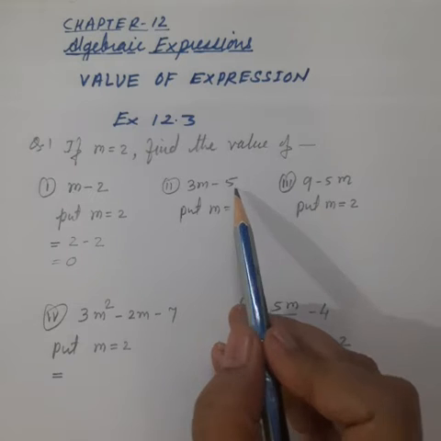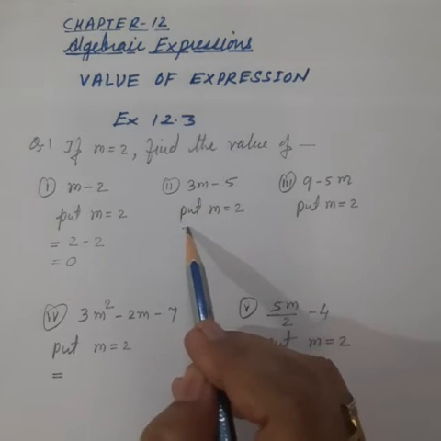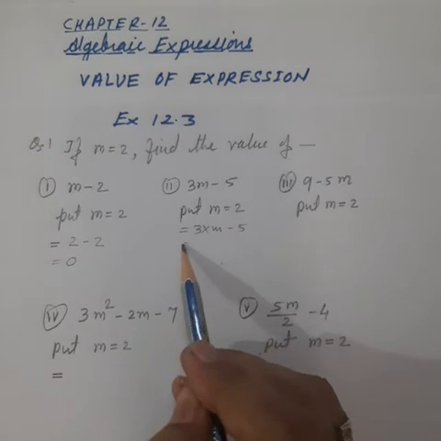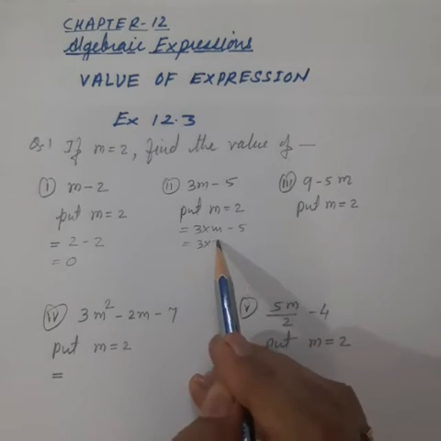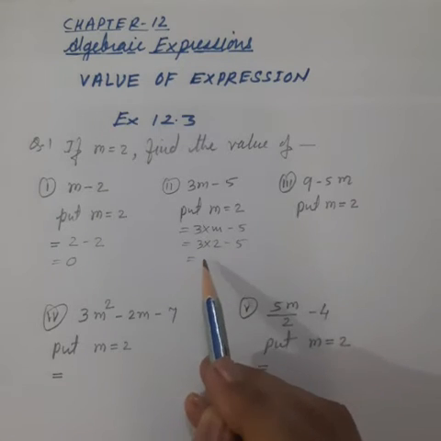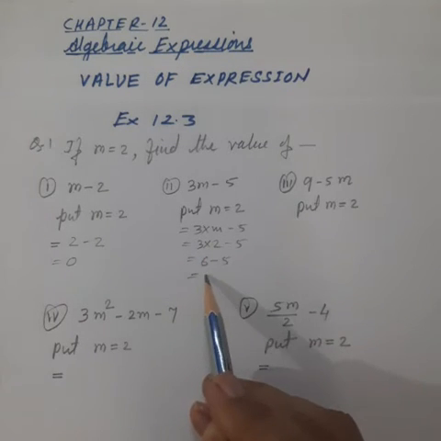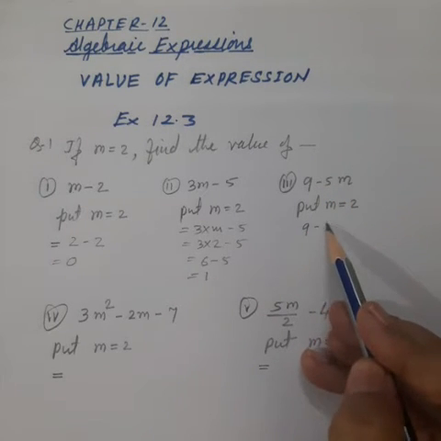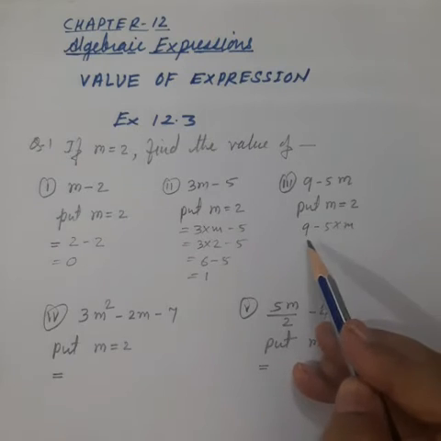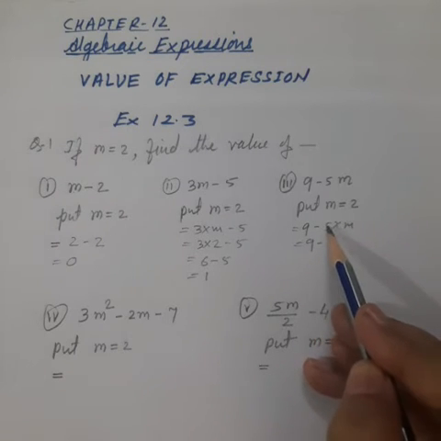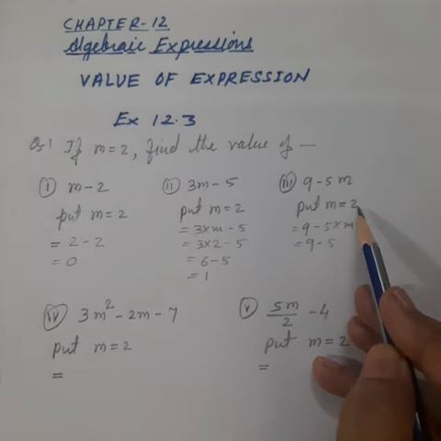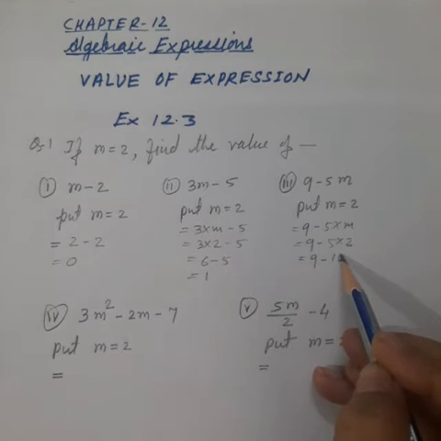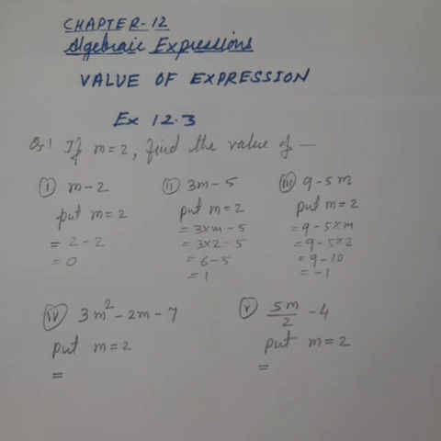Second, 3m minus 5. 3m means 3 into m, minus 5. So, at the place of m, put 2. 3 into 2 minus 5. 3 2s are 6. 6 minus 5 is 1. Third, 9 minus 5m. 5m means 5 into m. So, 9 minus 5, put the value of m, 2, here. 5 2s are 10. 9 minus 10. 9 minus 10 is minus 1.